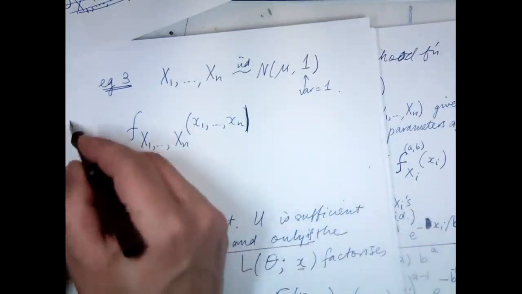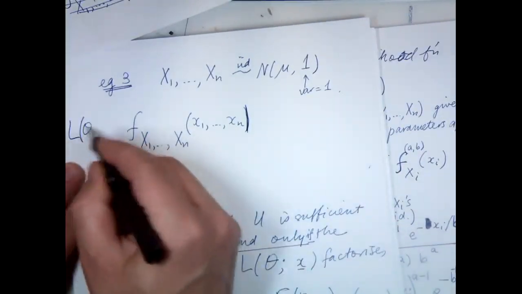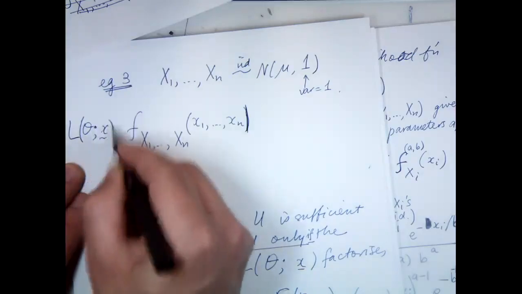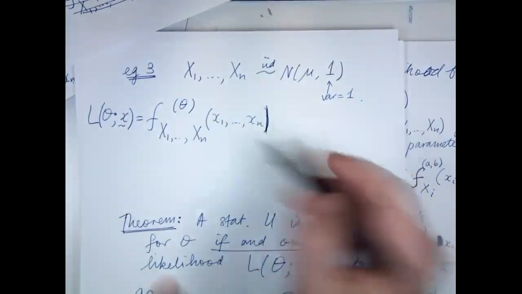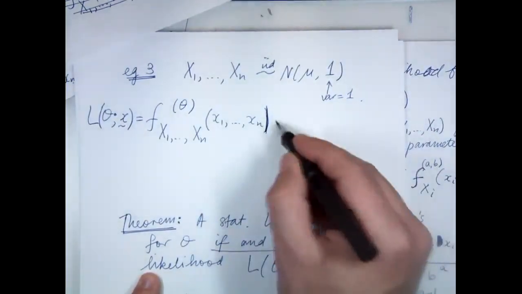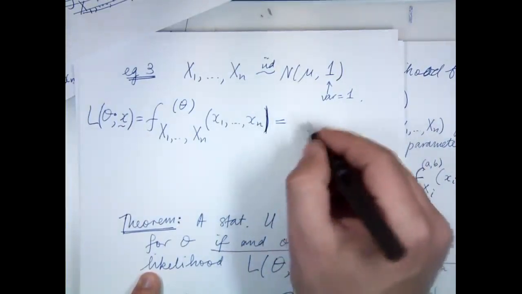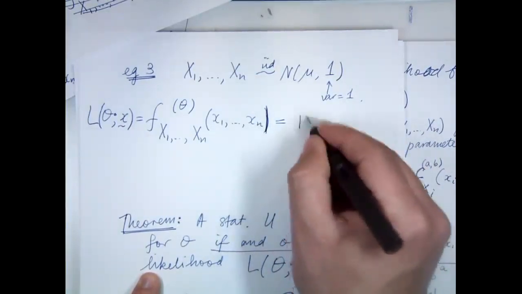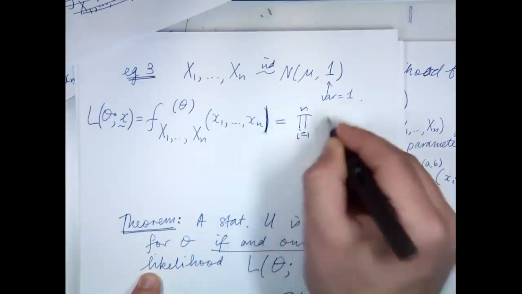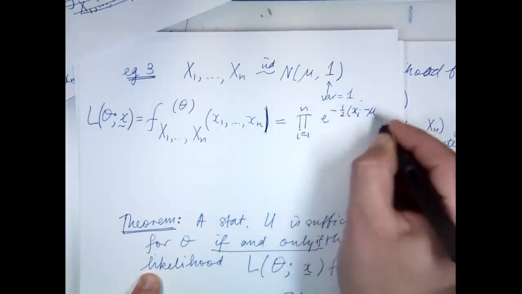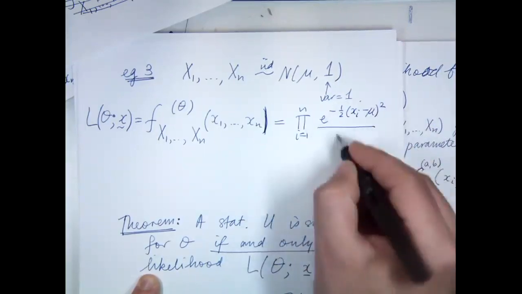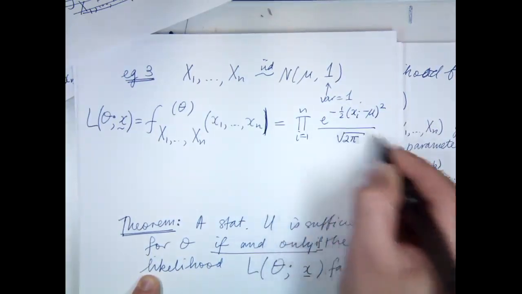So the likelihood of theta given x. As you remember, the likelihood is the same as the joint density, depending on the parameter theta. So we're going to apply this theorem to check what is a sufficient statistic here. So that is the product, i equals 1 to n, of e to the minus a half (xi minus mu) squared divided by root 2 pi. Remember, there is an unknown mean. I don't have to worry about sigma because sigma equals 1.